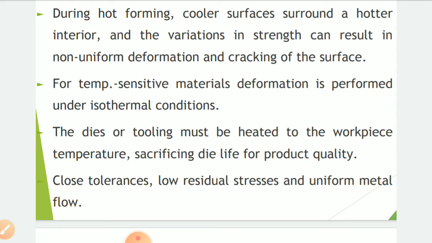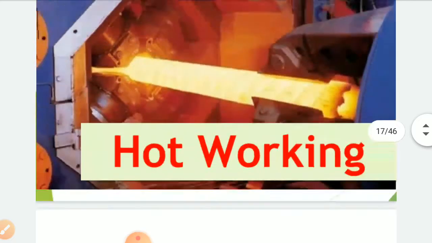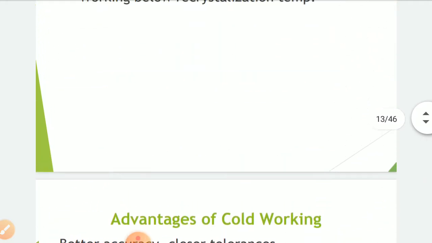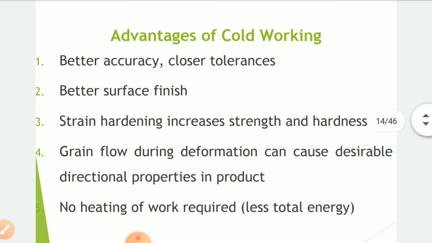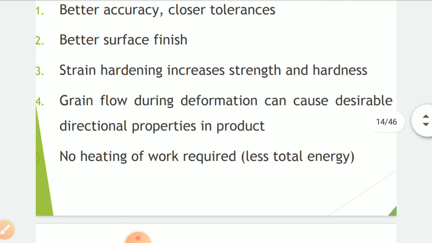What are the different advantages of cold working? In cold working, we will get better tolerance, better dimension, or better surface finish. And what are the other advantages? I also do not remember all the advantages, so let's go to cold forming. Here are all the advantages: better tolerance, better surface finish, strain hardening increases. Another advantage is that we get increased strength of the material, and no heating of the workpiece is required. Another advantage is that grain flow during the deformation can cause desirable directional properties.